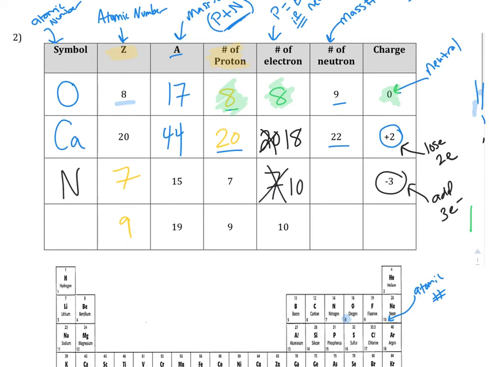Okay, and how to find neutron? Neutron is mass number minus atomic number. So 15 minus 7 is 8.